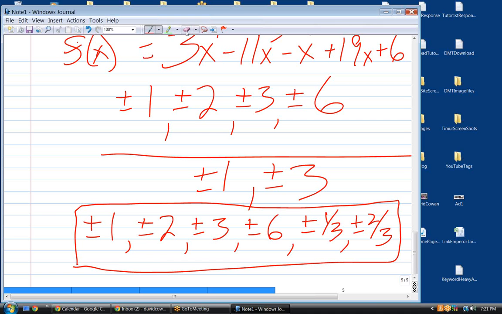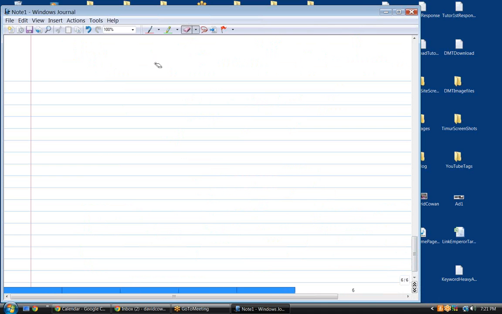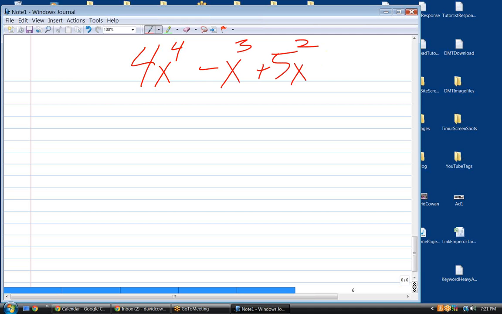Okay. What else you have? 4x to the fourth minus x cubed plus 5x squared minus 2x minus 6. Notice that none of these terms have anything to do with the rational zeros. Only the two end coefficients.